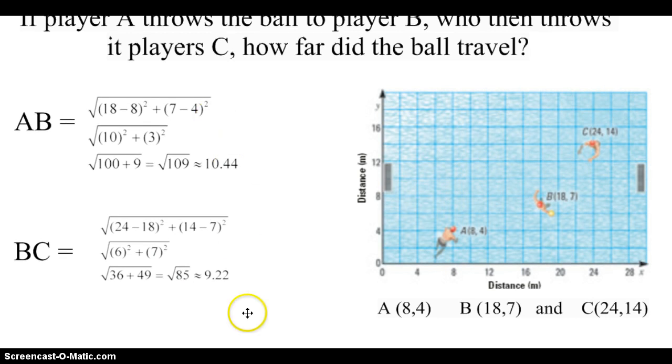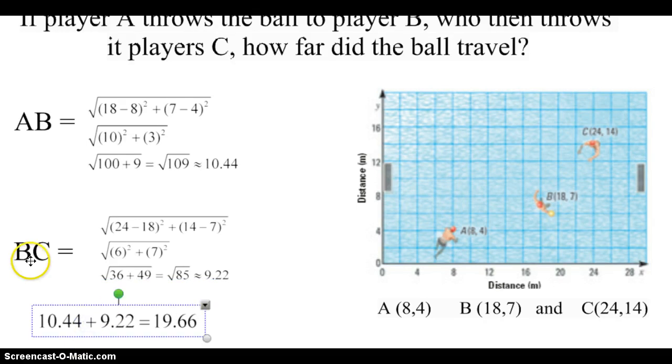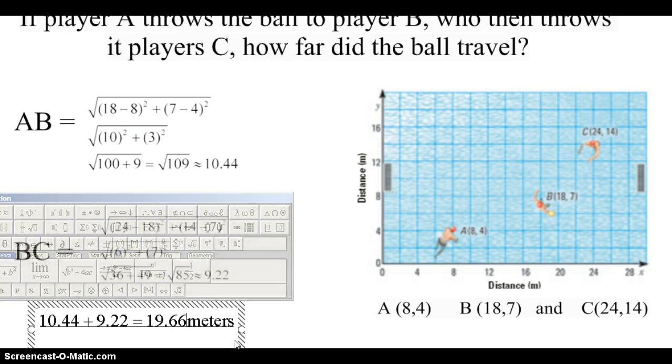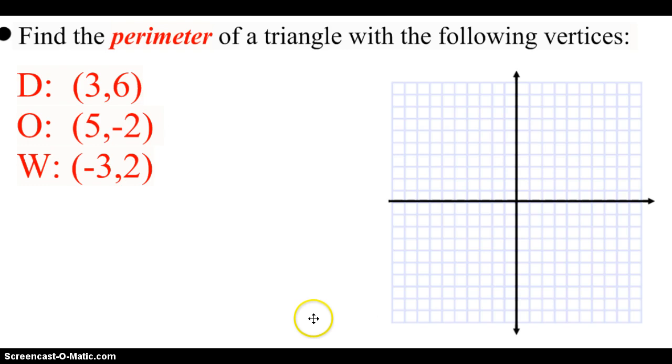I rounded to 2 decimal places, which I should tell you in the directions. I didn't, but I will on any test or quiz. Since it's how far did the ball travel total, it's 10.44 plus the 9.22, so 19.66, and we are in meters. So really, your final answer should be 19.66 meters. All right, that's how I'd like the final answer.